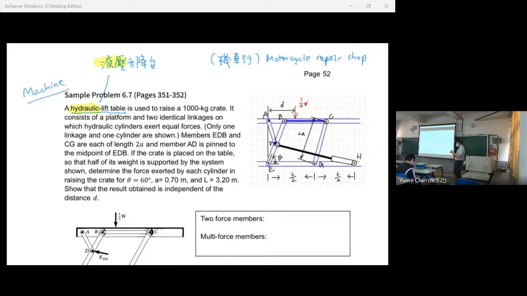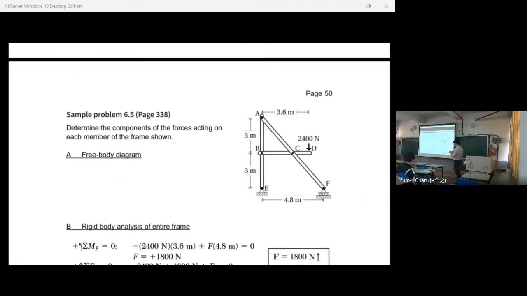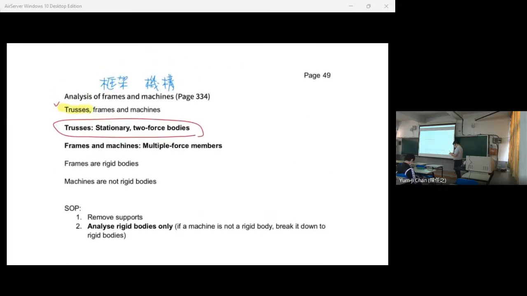Okay. And frames are rigid bodies, and machines are not rigid bodies. So let me write them down. Going back to this frame, it is a rigid body. Frames are rigid bodies, you can look at page 50, and machines are not rigid bodies, and you can look at page 52.